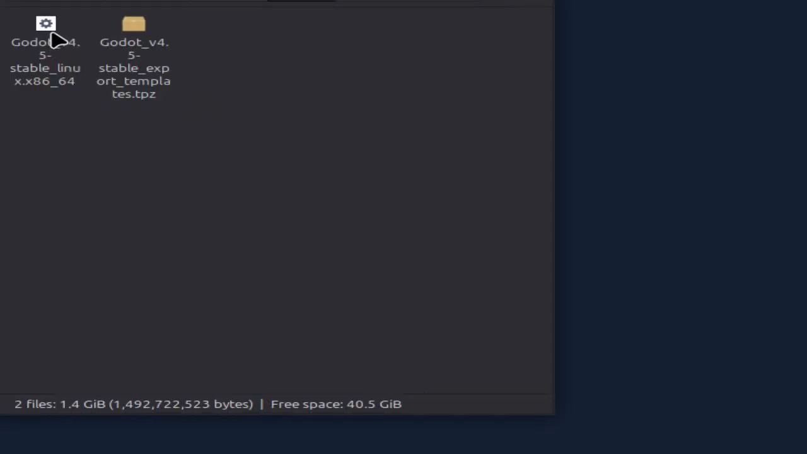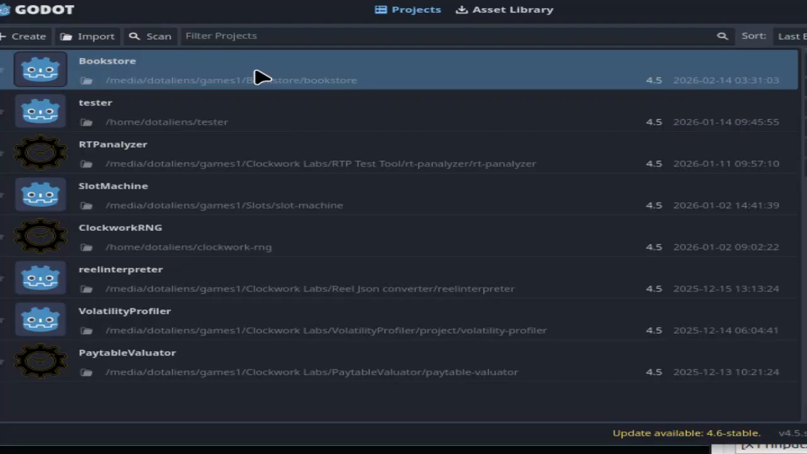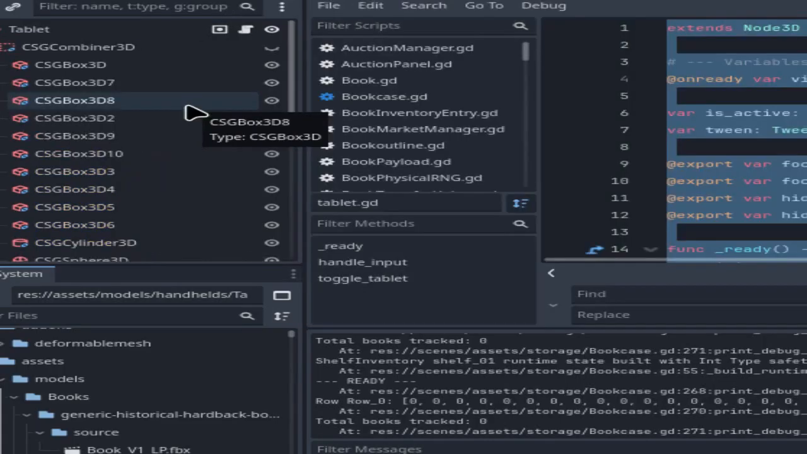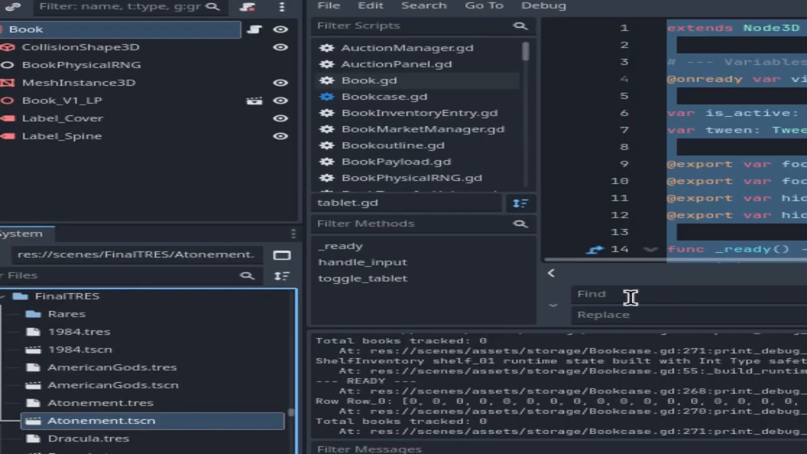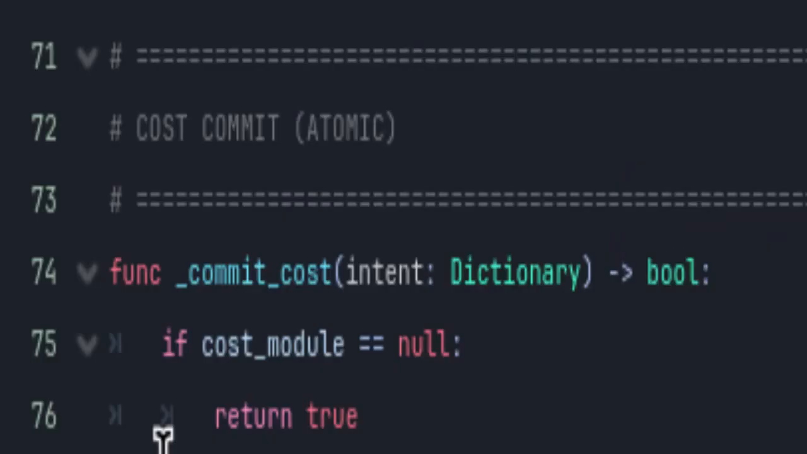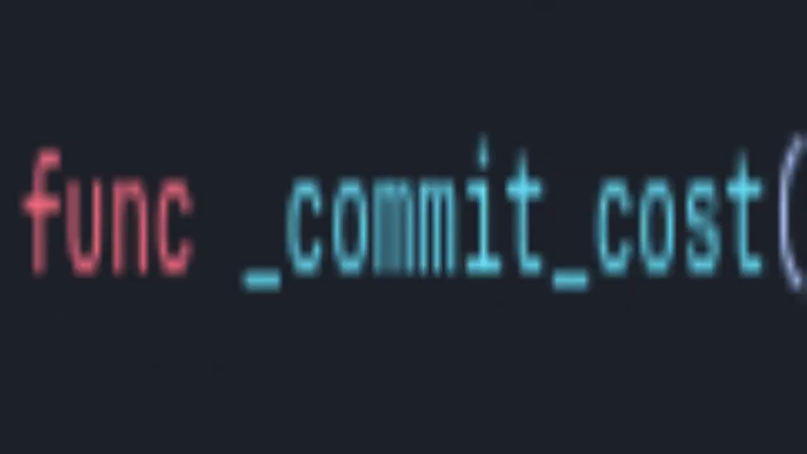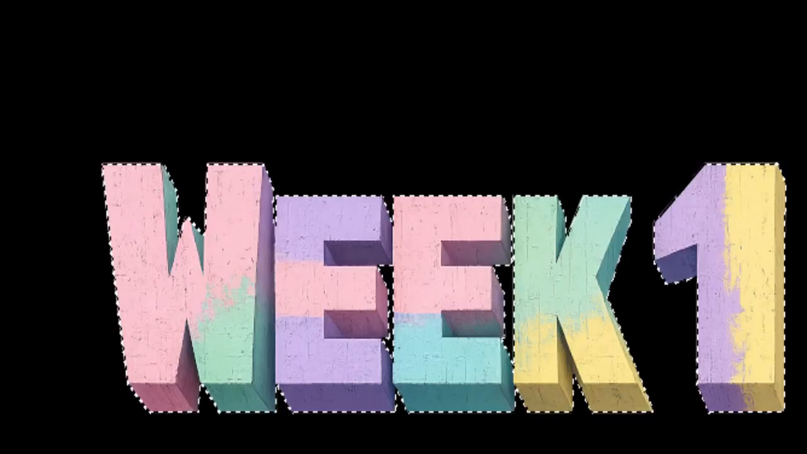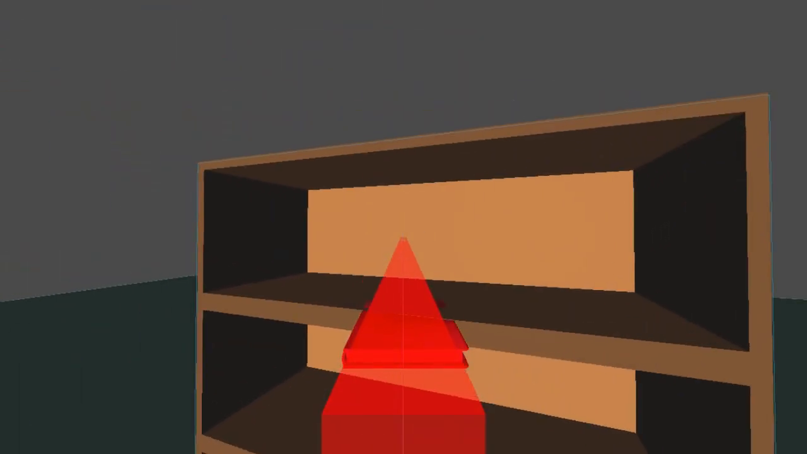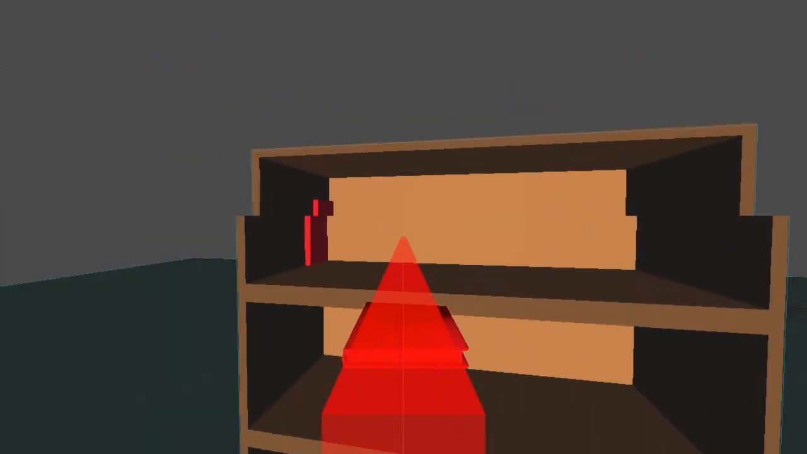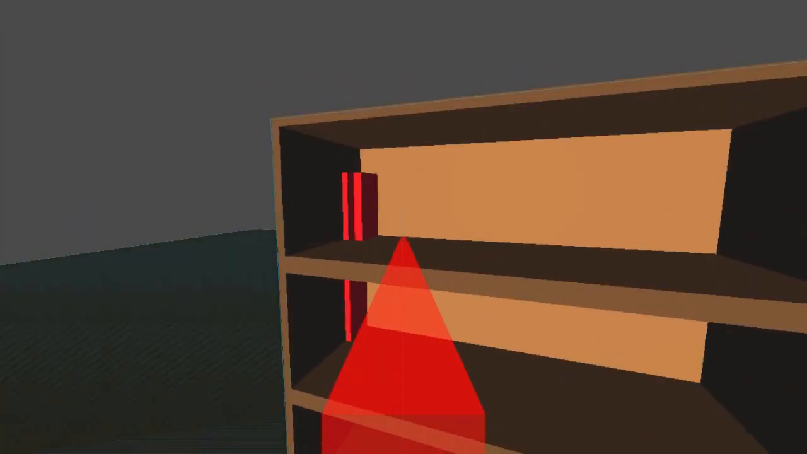6 weeks of development on a first-person bookstore management game. Week 1.